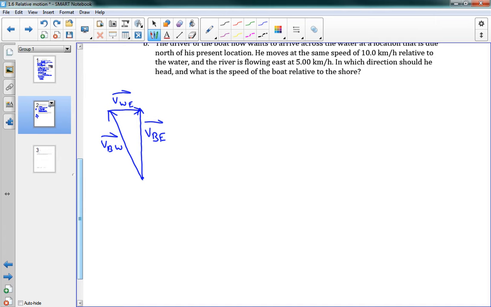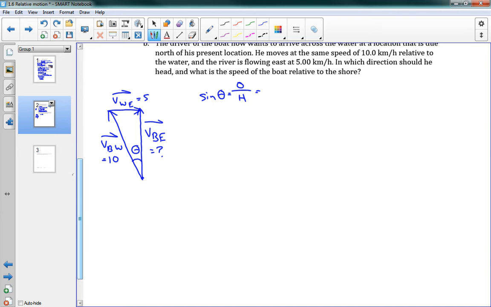So the question is, if this is 10 and this is 5, what is this equal to? And at what angle does the boat driver need to aim? So we can start with the angle. We're trying to find theta. We know that sine of theta is always equal to just the opposite over the hypotenuse.